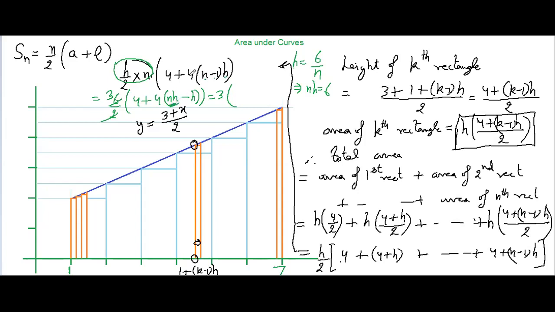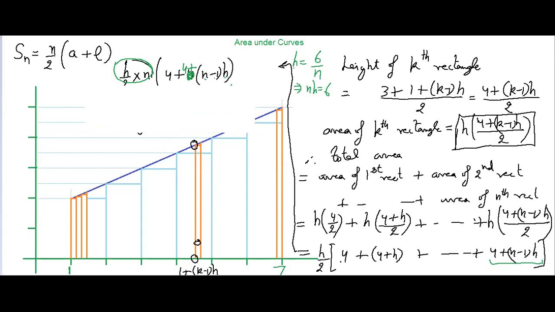Here 4 is not there. This formula I was using. Last term is not 4 times this. It is 4 plus this. The last term is how much? 4 plus n minus 1 times h. So I have to erase this actually, and I will redo the calculations.